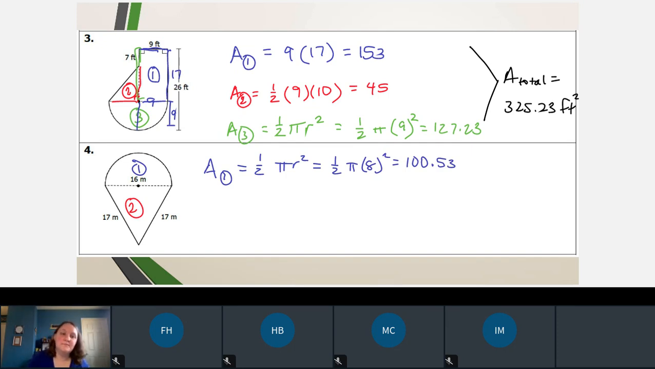Okay. Now the triangle. Okay, now this one's a little trickier because for a triangle, it's 1/2 base times height. They didn't tell me the height. So we have to figure that out. So I'm going to draw the height into my triangle there.